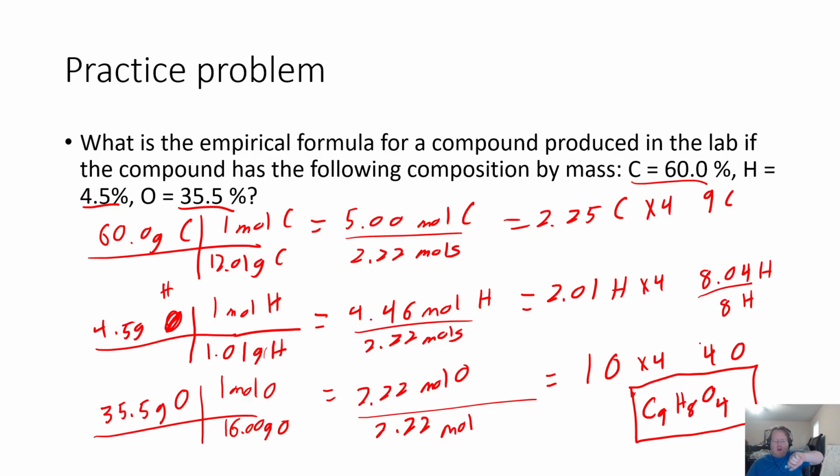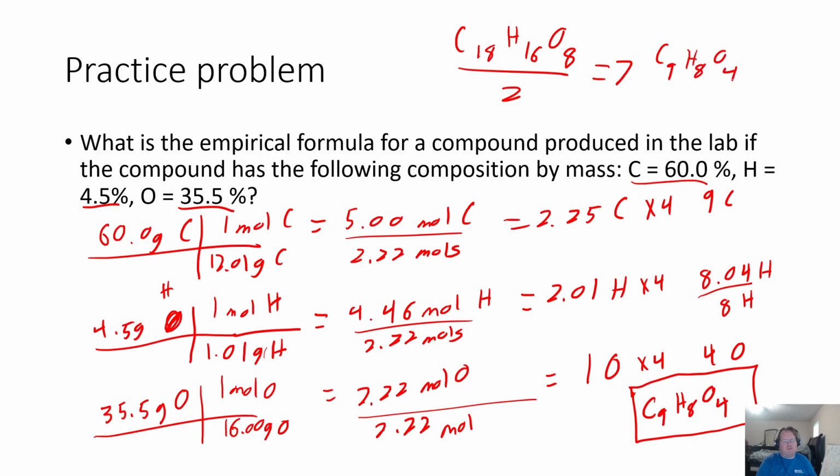One final note I want to make with these: if you follow through all these steps, you shouldn't have this issue, but sometimes you might multiply by bigger numbers than you needed to. So for example, let's say instead you'd multiplied by 8, and you ended up with C18H16O8. If you have a case where all the numbers can be divided by something, you should do that to make them smaller. So in this case, I could divide all of these by 2, which would give me C9H8O4, which would be the correct answer in this case.